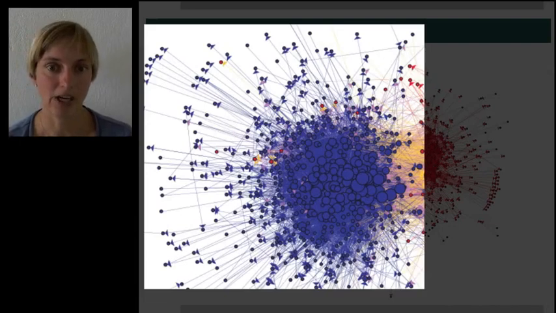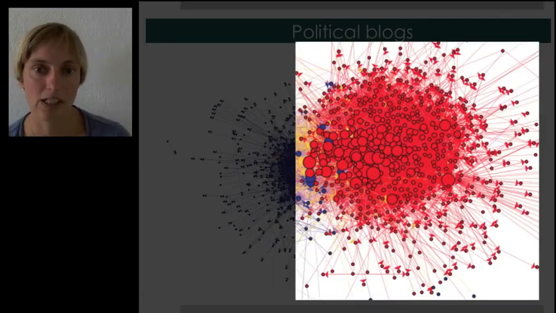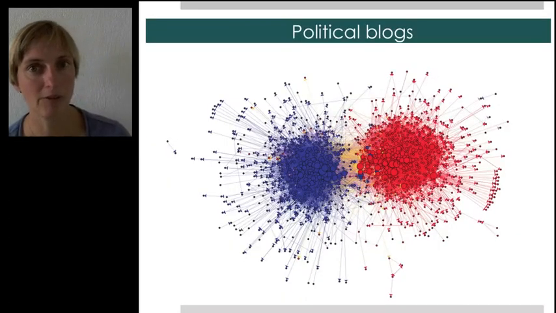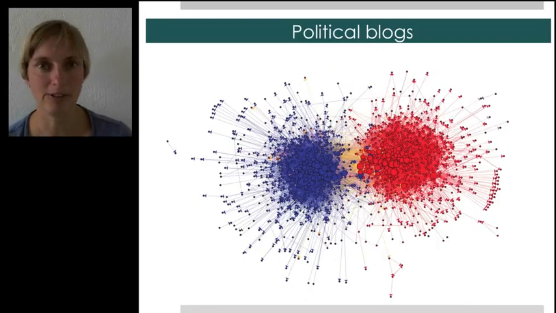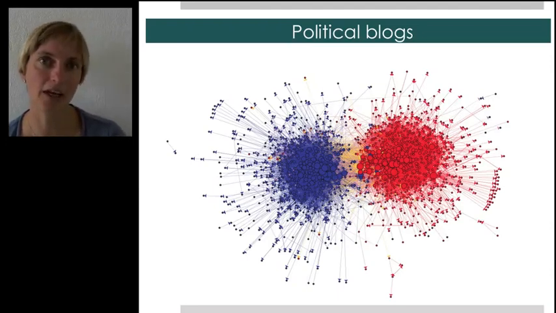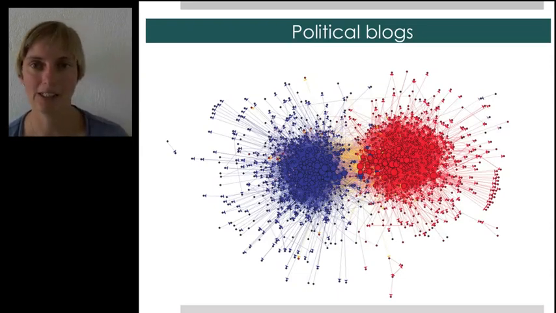The liberals are colored in blue, the liberal blogs. The conservatives are colored red. Liberal to liberal ties are blue. Conservative to conservative are red. Liberal to conservative are purple. Conservative to liberal, orangish yellow. And what is apparent right away is that to some extent there's an echo chamber effect where liberals are primarily talking to liberals and conservatives are primarily talking to conservatives.